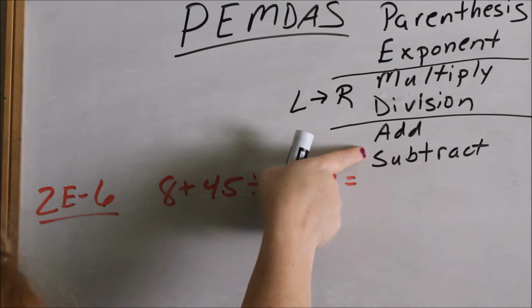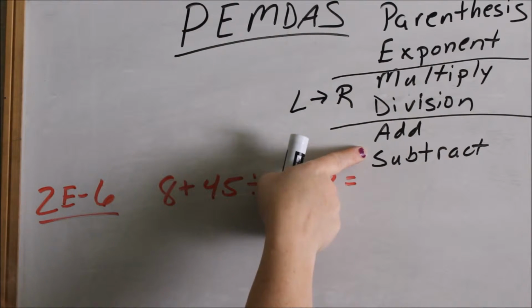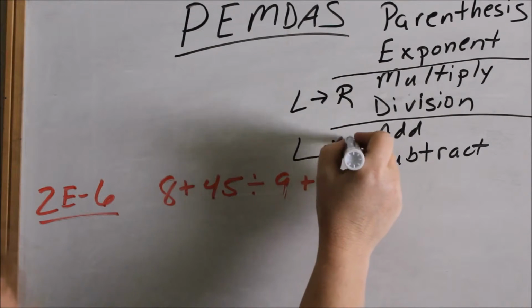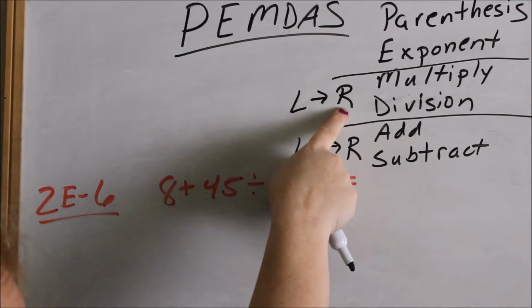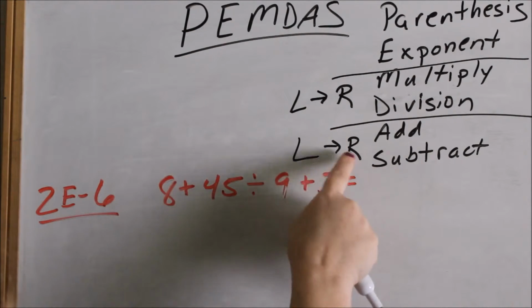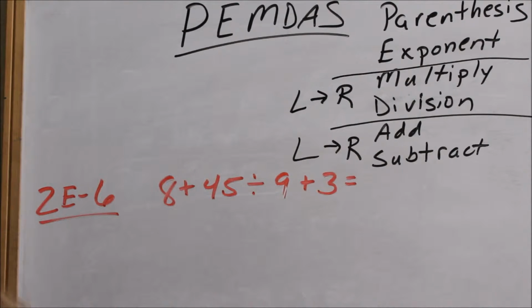When you have addition and subtraction together in a problem, you also do them left to right. One is not any better than the other. You do not multiply before you divide. You do not divide before you multiply. You do them left to right, whichever one comes first.